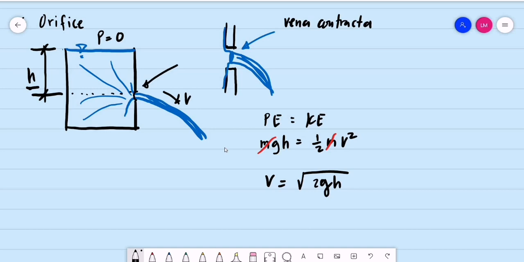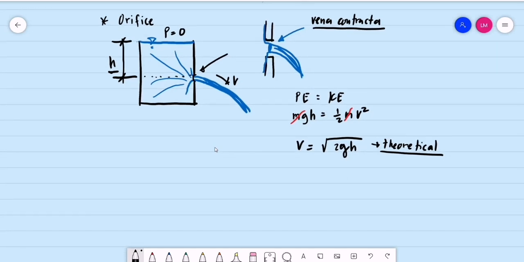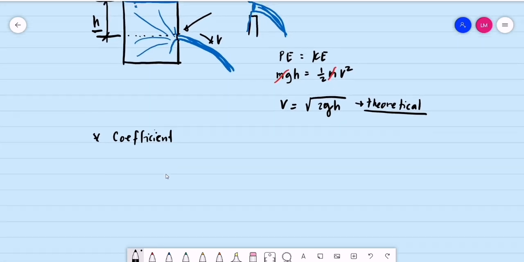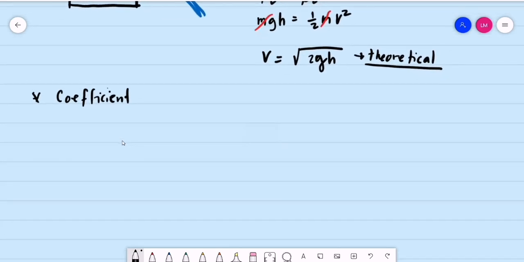But basically, this formula is purely theoretical, for the reason that we are not considering some factors like the contracted area or the vena contracta. So through laboratory experiments, we can determine the coefficients. The coefficients can be determined if you follow laboratory experiments for orifices. So we have the first coefficient.